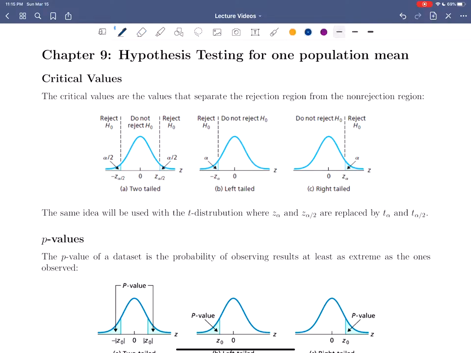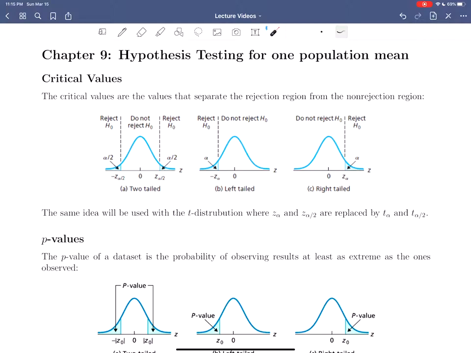All right, next we're going to talk about hypothesis testing for one population mean. We had two approaches to this. We only got a chance to talk about one of them in class, and that method was the critical value method. So what I want to do real quick is just remind you what we were doing.